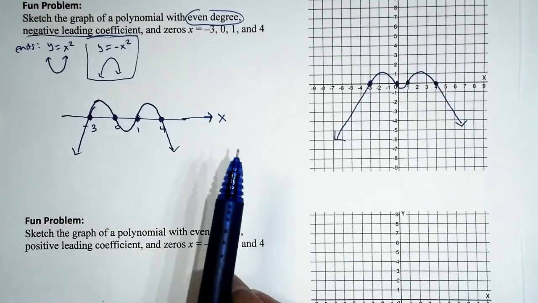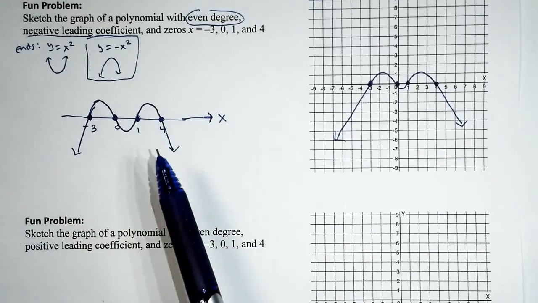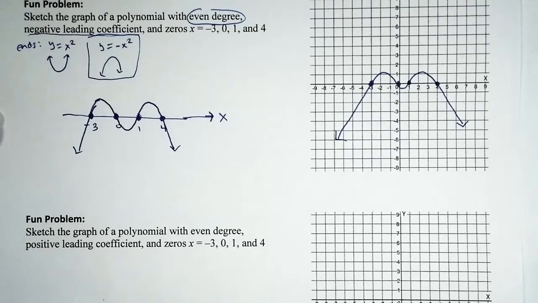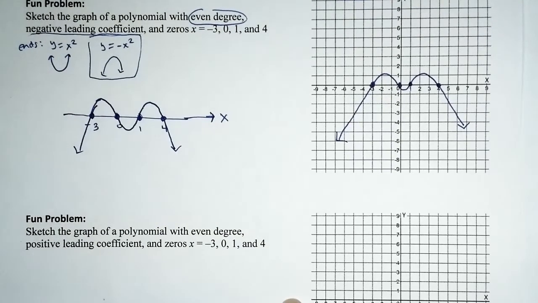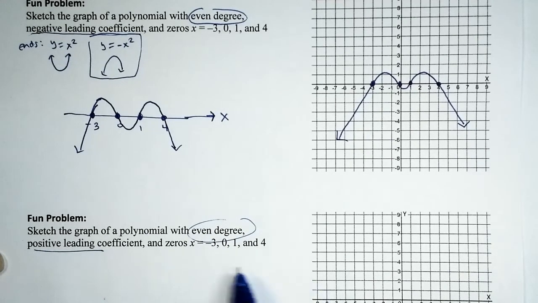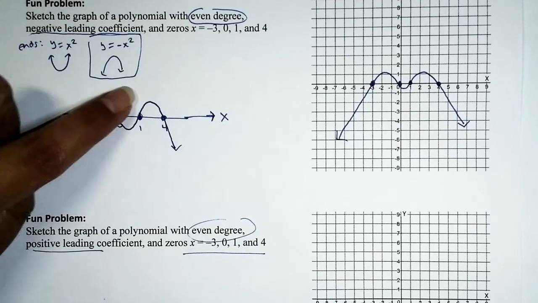Now, on a Quizzer test, you have to show this. That's a personal choice, but for me, it's just faster to write down my thought process here. Okay, Problem 2 says: sketch the graph of a polynomial with even degree, positive leading coefficient, and those same zeros. So pretty much it's the same problem. I just changed the leading coefficient, so I'm not going to write everything.